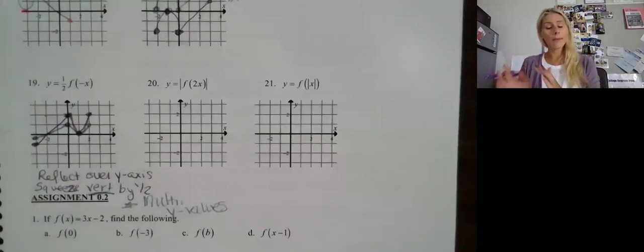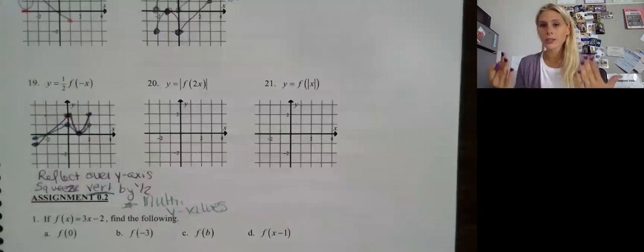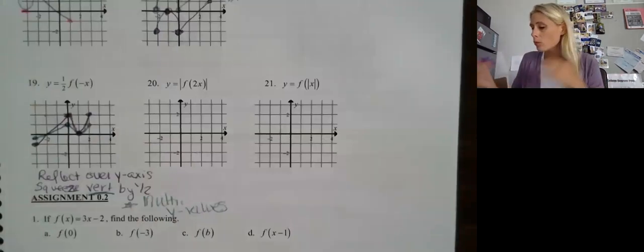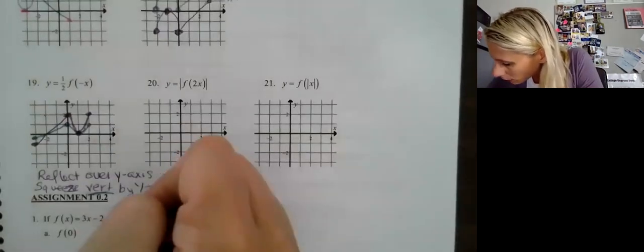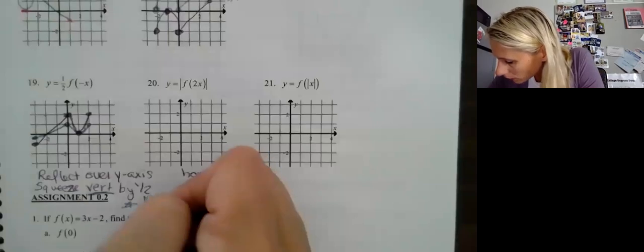Okay, next. Remember, last time I said do inside first and then outside. So what do we see on the inside? We see 2 times x. Well, what that means is there is a horizontal squeeze.